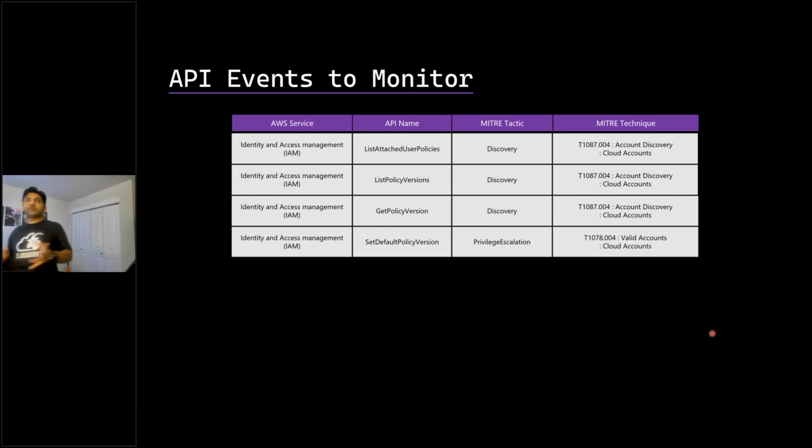So this is fairly small. You will see some new API operations here: ListAttachedUserPolicies, ListPolicyVersions, GetPolicyVersion, and then lastly SetDefaultPolicyVersion, which is the actual privilege escalation.